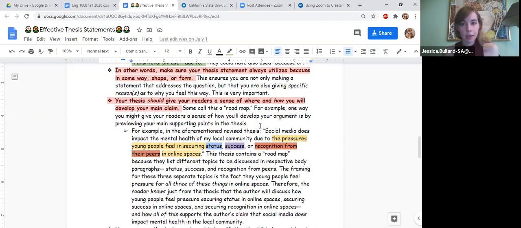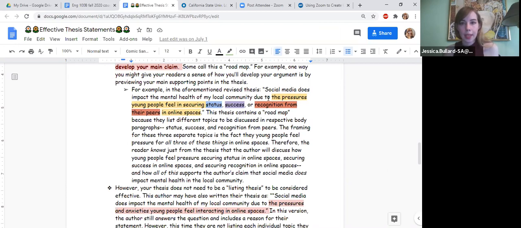Now you can see it color-coded right here, right? Social media does impact the mental health of my local community due to the pressures of young people feeling insecure. And then we have status, success, recognition from peers in online spaces. This is a roadmap. We have 3 different supporting points, right? It lists the different topics that will be discussed in the respective body paragraphs.